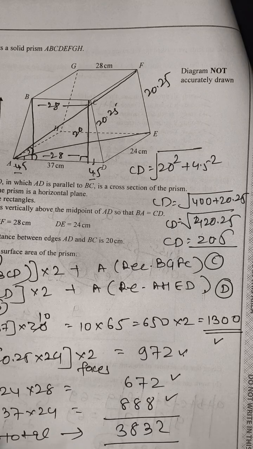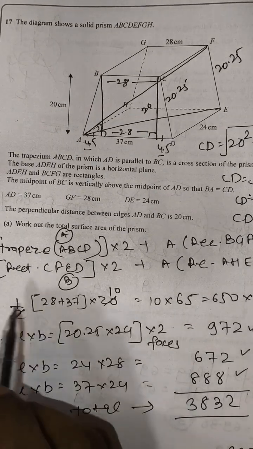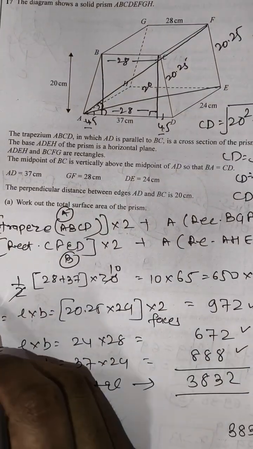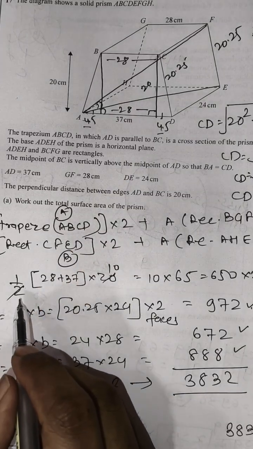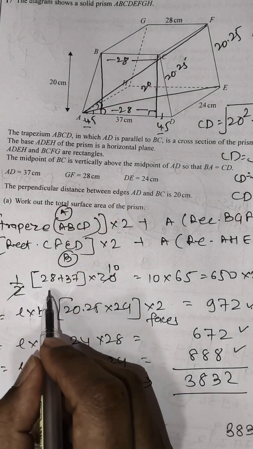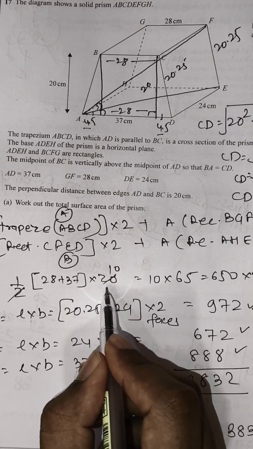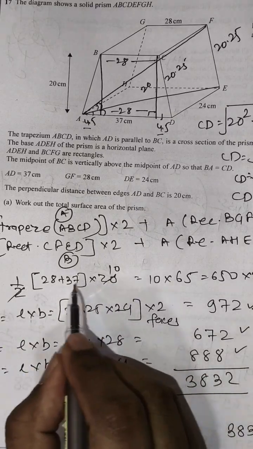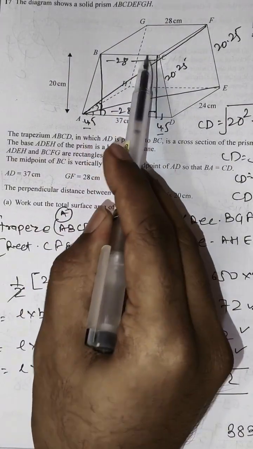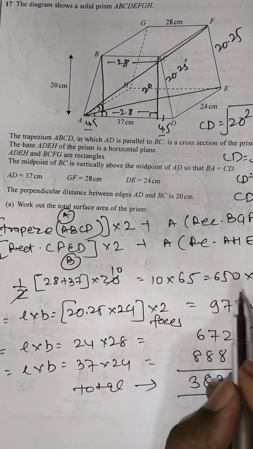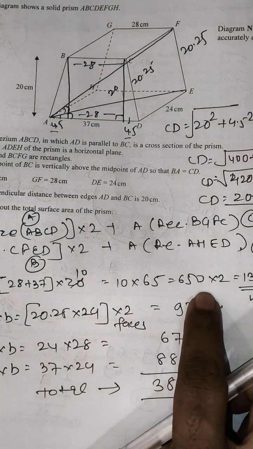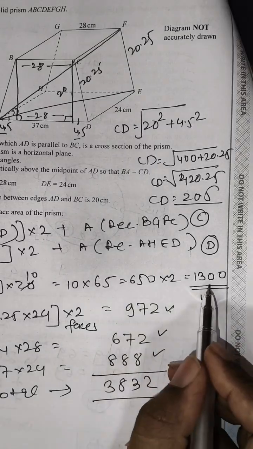Now let's start solving all of them. Look at this. Part A we will solve, which is the trapezium part. The formula of a trapezium is half into the sum of parallel sides into height. So add 28, which is this side, and 37, which is this side, multiply it by 20, solve the equation, and you get 650 as the answer. You multiply that by 2, you get 1300.